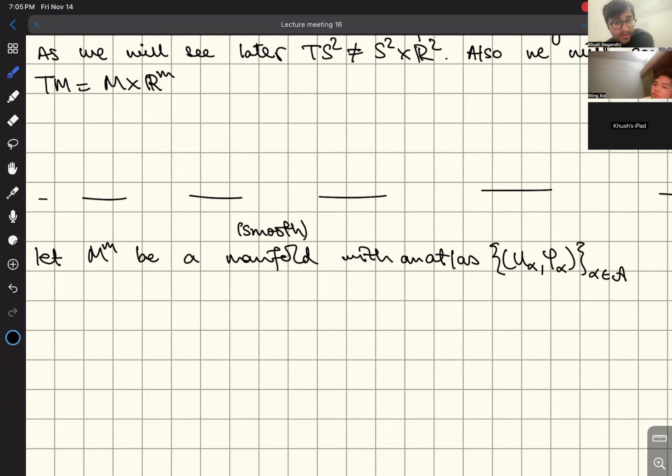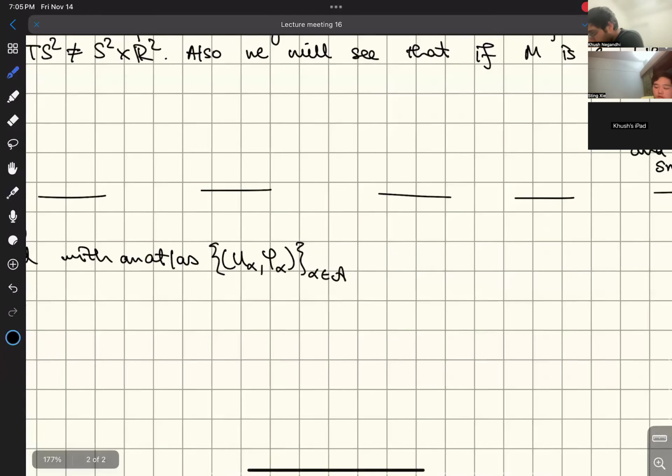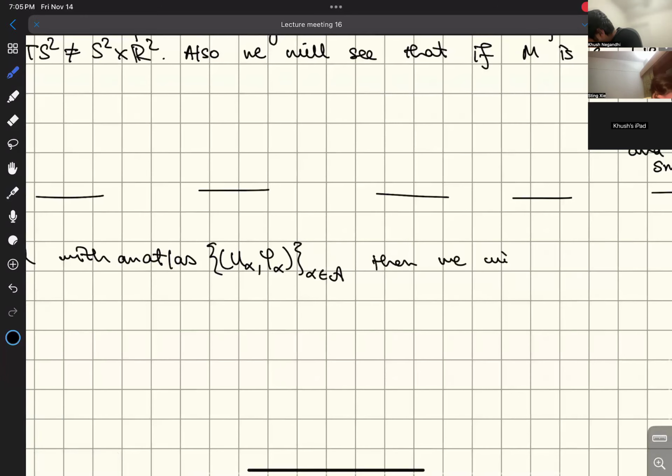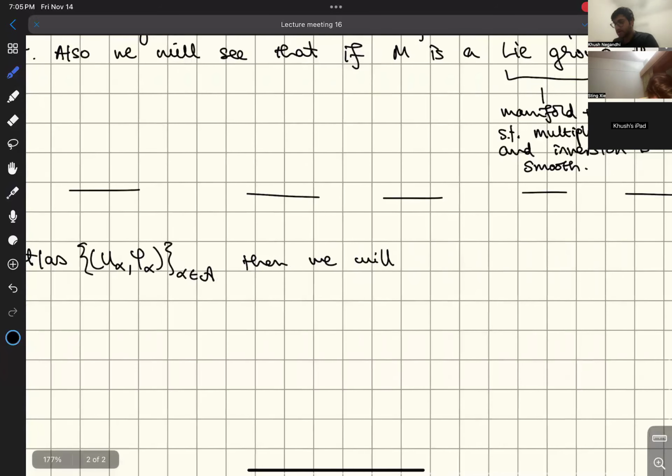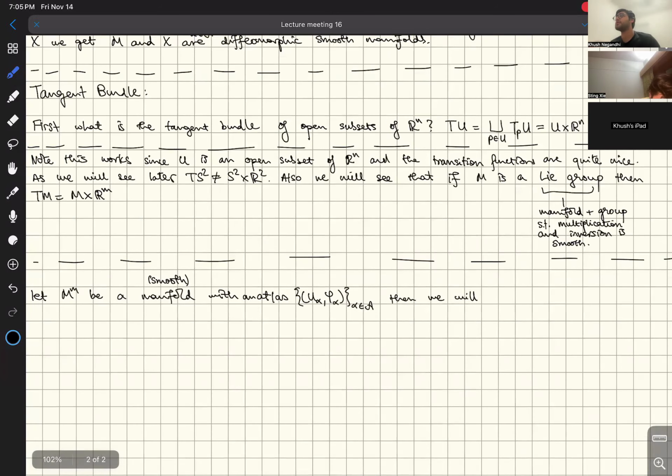Okay. Then we will call... each U alpha is an open subset of M, right? Moreover, each U alpha is diffeomorphic to an open subset of R^m, which means that their tangent bundles should be the exact same thing. Okay. Are there any questions on that?